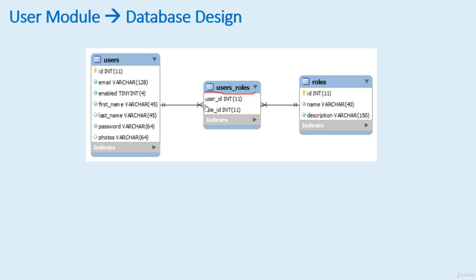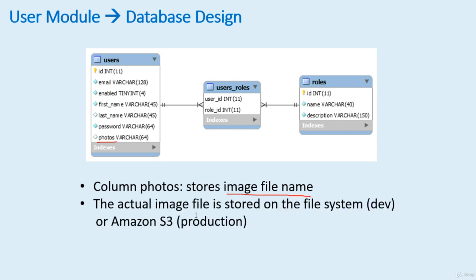And this table has only foreign keys that refer to the primary key of the users table and refer to the primary key of the roles table. Note that the users table has a column photos that stores only the image file name. The actual image file is stored on the file system in the development environment. In the production environment on the Heroku Cloud Platform, it will be stored on an Amazon S3 server.